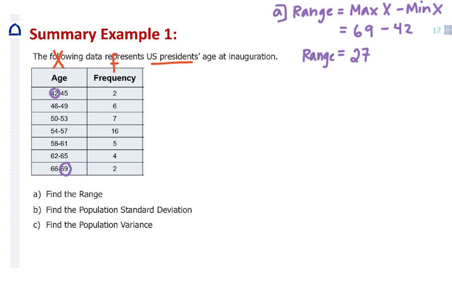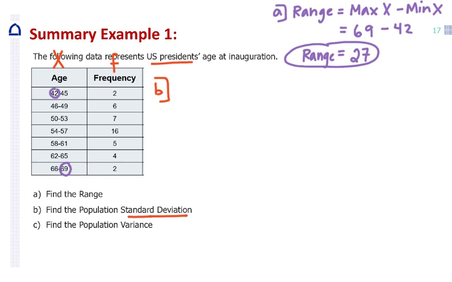Now, unfortunately, we don't use range very often because the weakness of the range is that it does not take into account all of the other data points. So what we will do is find the standard deviation. That's what Part B is asking us for. And as you remember, the way the standard deviation takes into account all of the data points is it takes each data point and measures how far away it is from the mean, and then it averages those distances. So we will use our calculator to find this.